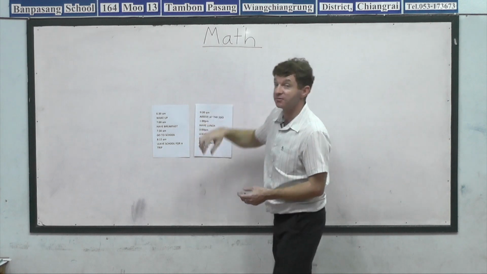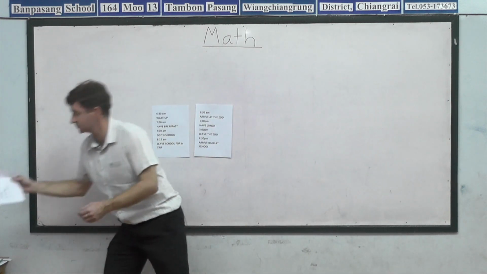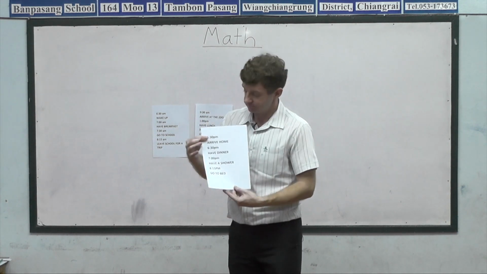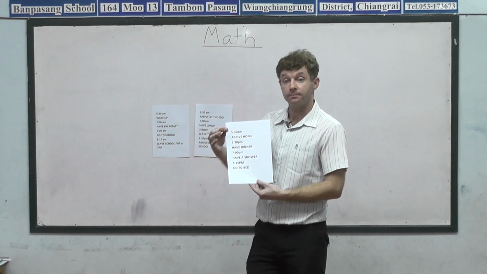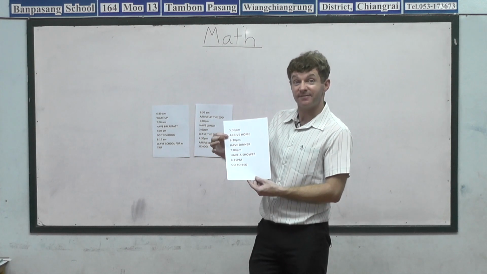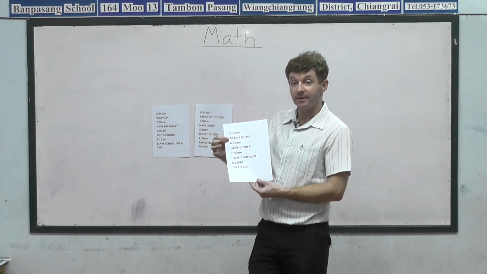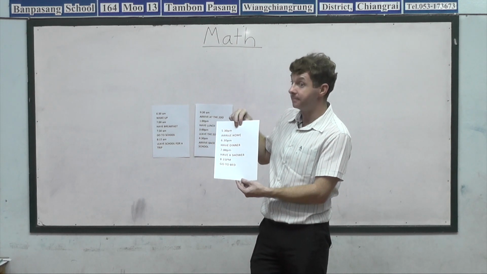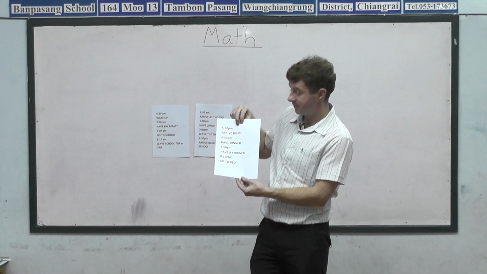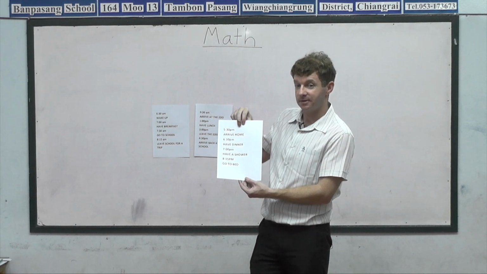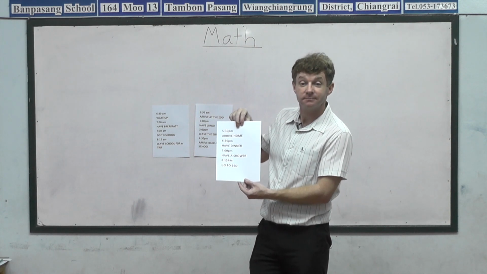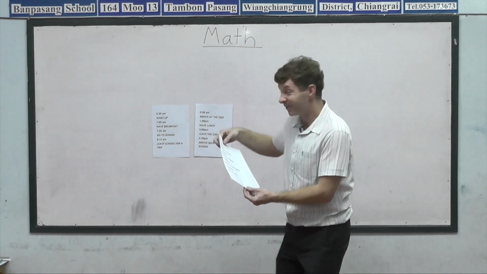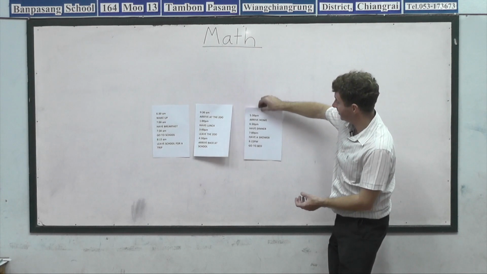Okay, and now for the final sheet, we have 5:30 p.m. Arrive home. 6:30 p.m. Have dinner. 7 o'clock p.m. Have a shower. 8:15 p.m. Go to bed. Okay, so this is our daily diary.